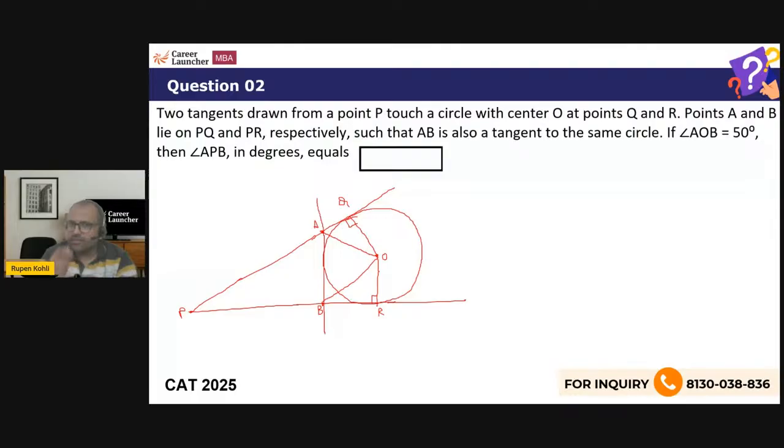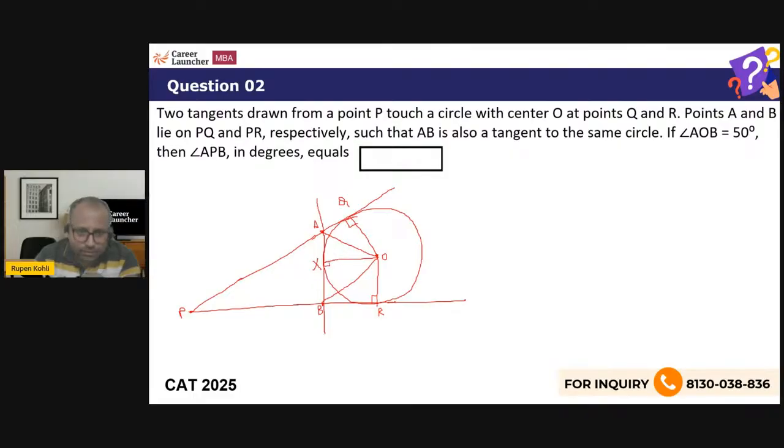You see, the way you have joined OQ and OR, the points of tangency of the two tangents PQ and PR, you have not done the same as yet for AB. AB is also a tangent, it is also touching the circle at some point, and you have not joined the center of the circle to that point of tangency. Let's say some point X, whatever.